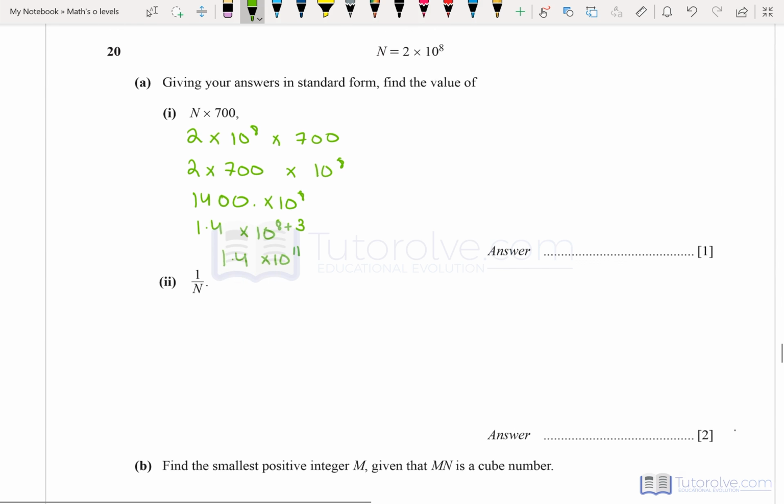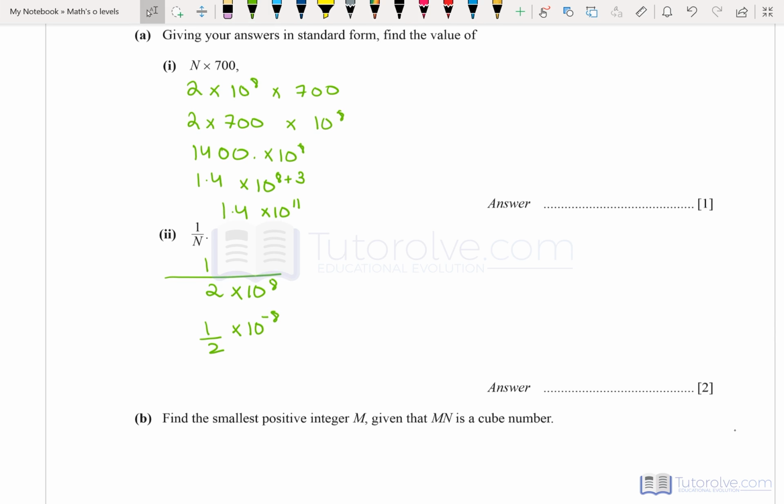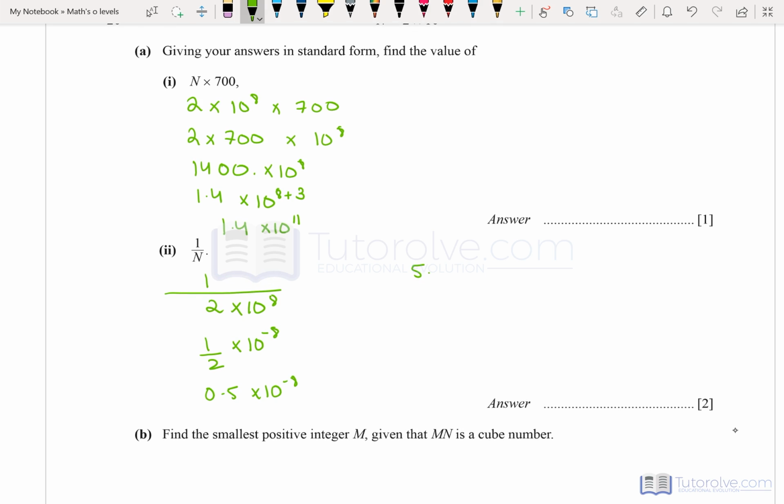And now we have 1 by n, which is 1 by 2 times 10 to the power 8. We leave the 1 by 2 as it is, and we take the 10 power to the numerator, so this becomes a negative power. Now 1 by 2 is 0.5 times 10 to the power minus 8. Now 0.5 again is not in standard form. In standard form, the decimal should be after one non-zero digit, so it should be 5. Because the decimal is moving forward, we have to subtract 1. So we have 5.0 times 10 to the power minus 9.